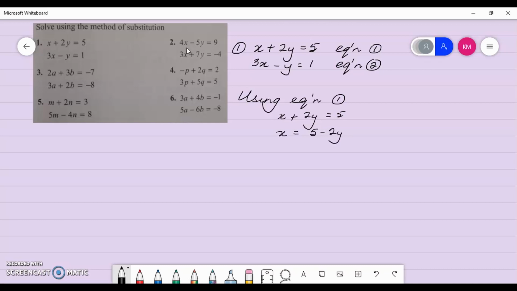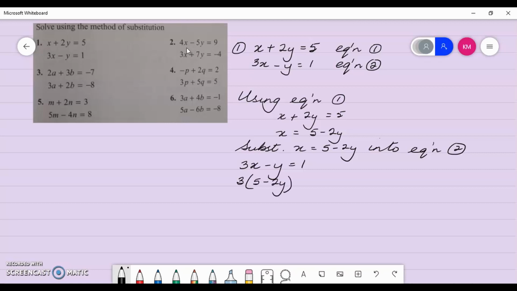My third step, I substitute my expression into my other equation. So I used equation 1, so I'm going to be substituting x is equal to 5 take away 2y into equation 2. So I get 3x take away y equals 1. That's my equation 2 there. And after substitution, I'm going to get 3 multiplied by (5 take away 2y) take away y is equal to 1.